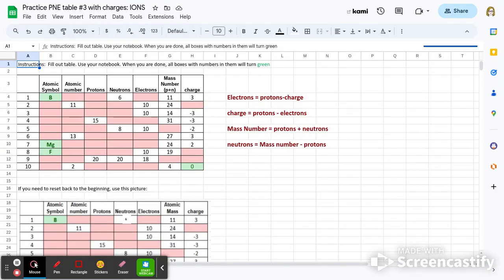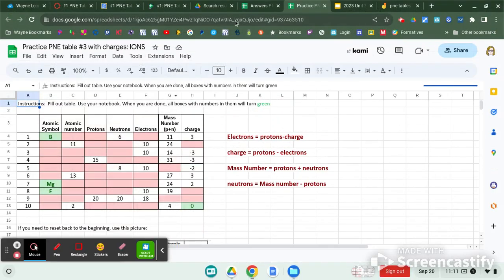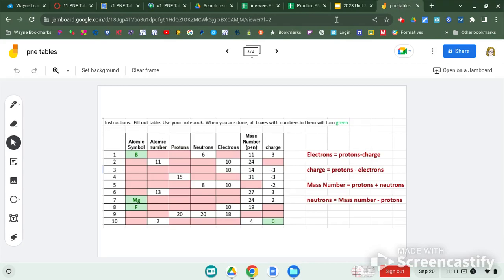Ms. Munoz here. We are going to take a look at the PNE table number 3. This one is with charges, meaning that these are ions. So the protons and the electrons are no longer equal, and they have a charge. These are not neutral. So I'm going to use the Jamboard so that I can write and make some notes for you.